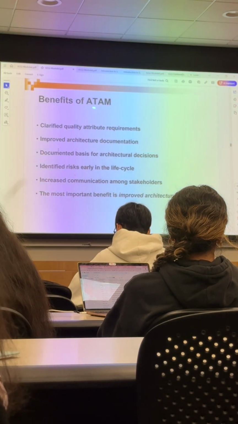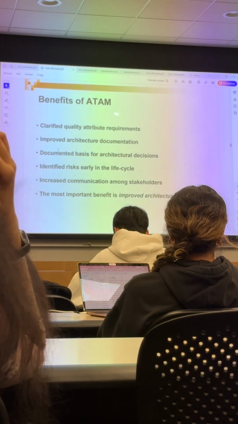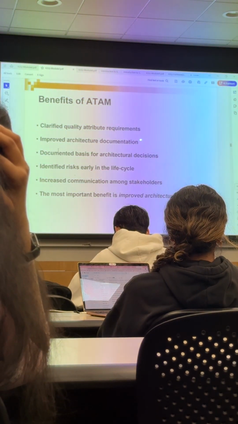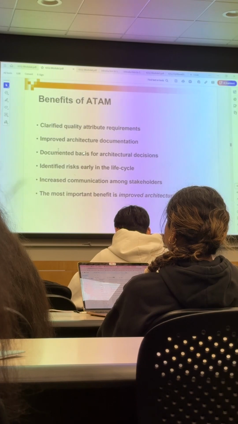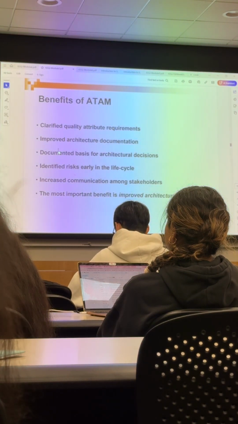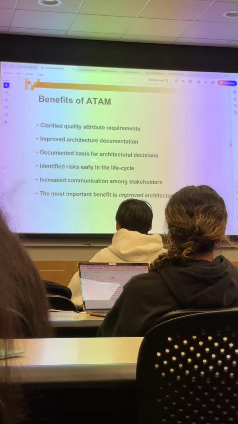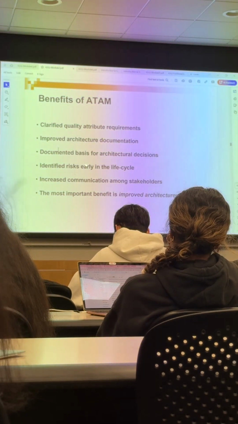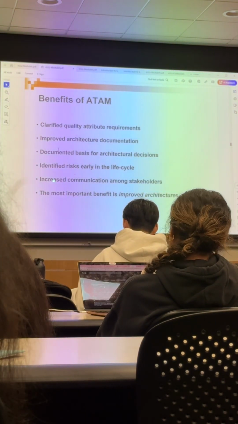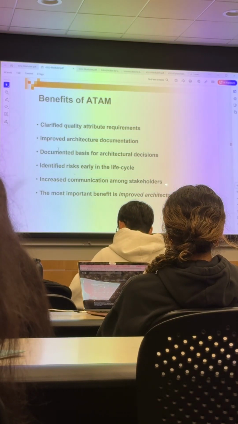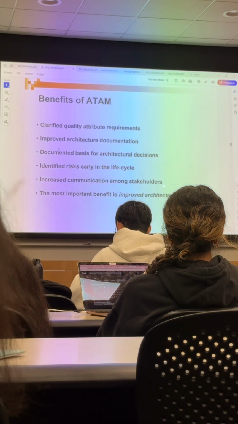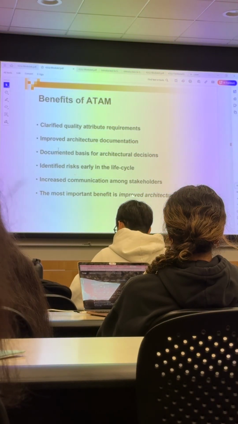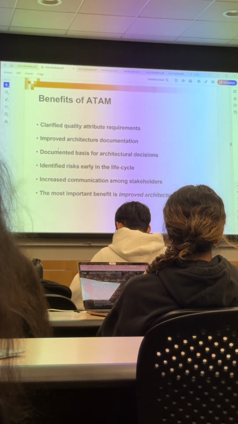This slide shows you the benefits of ATAM. So the question comes like this, you should know your quality attribute requirements, you're clarifying them in this process. Any kind of architecture documentation, if it's lacking, you'll improve it. You have some kind of documentation and the artifacts for architectural decisions, which is what you're going to share. You're going to identify risks, you will identify non-risks. Again, you will increase communication among stakeholders as well as the project customer, so that everybody is on the same page. And the most important benefit is improved architectures.